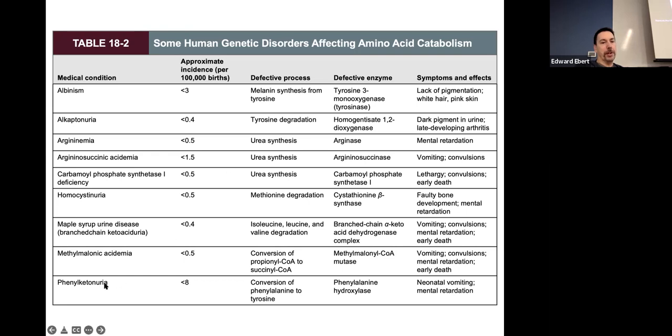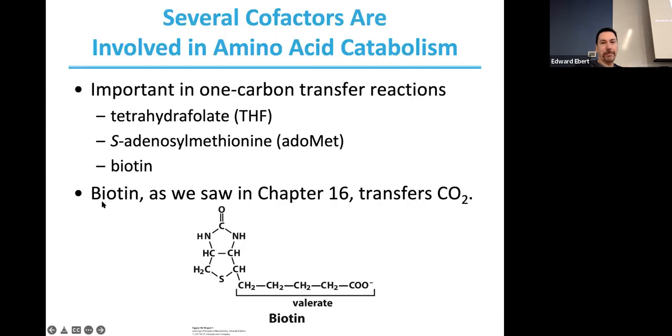And I think we'd mentioned phenylketonuria as well. With phenylalanine, this is a pretty serious disease, because phenylalanine is being converted to tyrosine, so we are affecting multiple amino acids in a way. Limiting the amount of phenylalanine in the diet is the treatment. And we'll look at some of these in more detail in a bit.